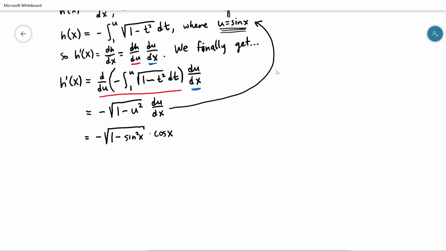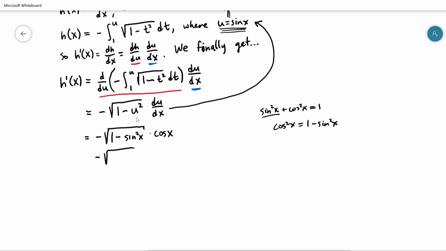We can simplify this just a little bit. What is 1 minus the sine squared of x? We can use our Pythagorean identity, sine squared plus cosine squared equals 1, and rearrange that. So we know that sine squared of x plus cosine squared of x equals 1. If I just subtract this piece from both sides, I get that cosine squared of x equals 1 minus the sine squared of x. So that's what I'm applying right here: 1 minus sine squared is a cosine squared.